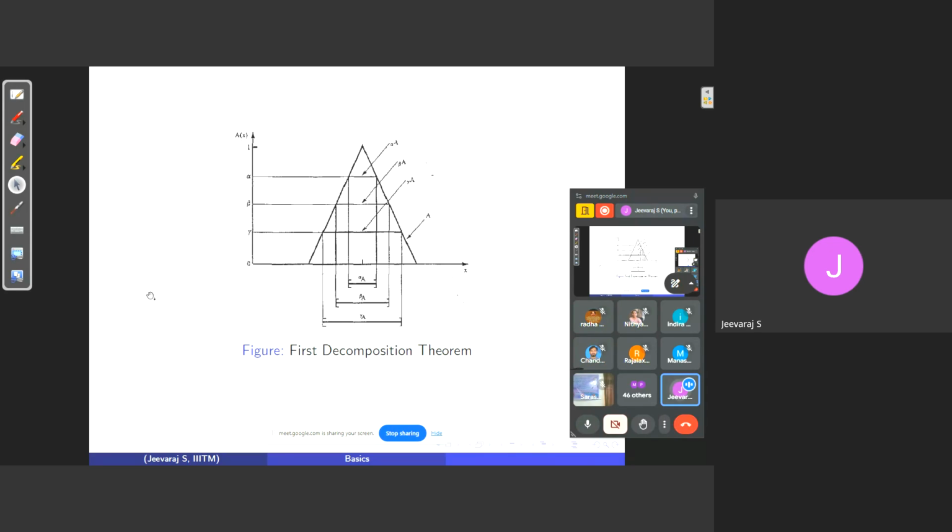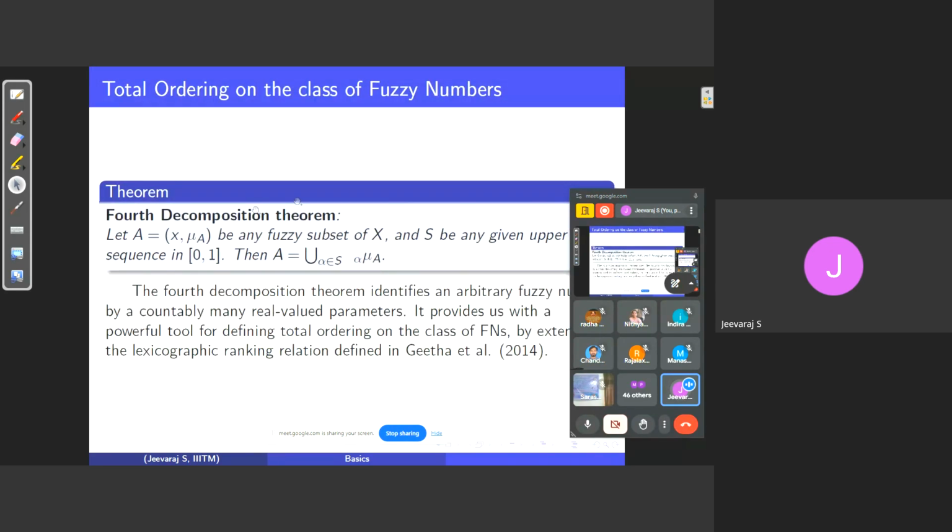Yes, of course, we can identify it by means of a finite number of parameters. This has been proved theoretically by using this four decomposition theorem that we will discuss. But this much theory people cannot understand, so I just wanted to explain it in an analogous way, the four decomposition theory. I'm requesting the audience to see my video.